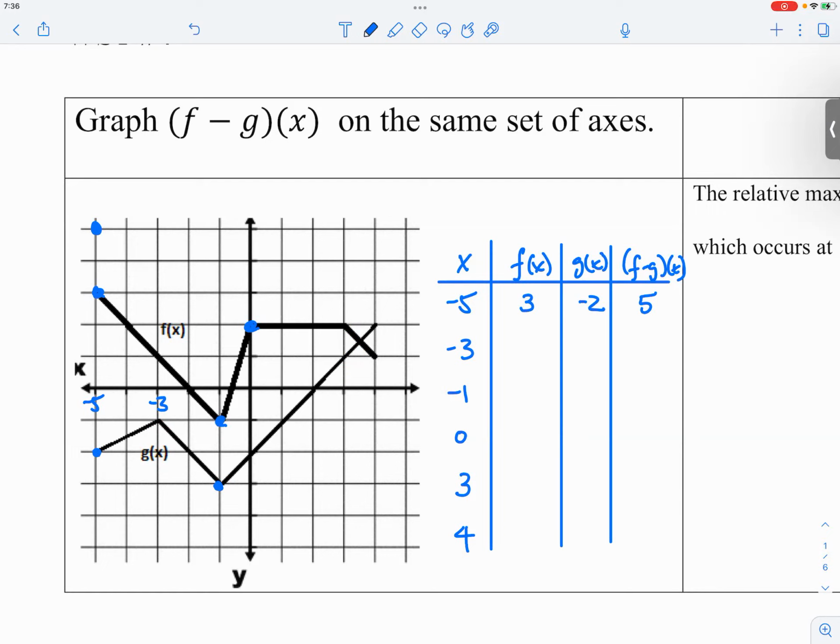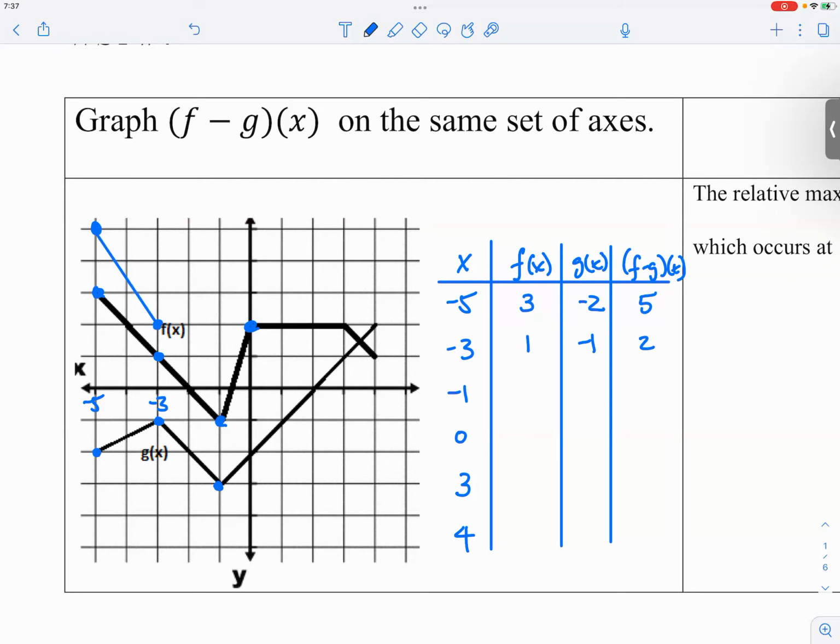And then you do the same for x equals -3. The f function would be 1. The g function, g of -3, is -1. And 1 minus -1 would be 2. So we put a point right here, and you can connect them together.